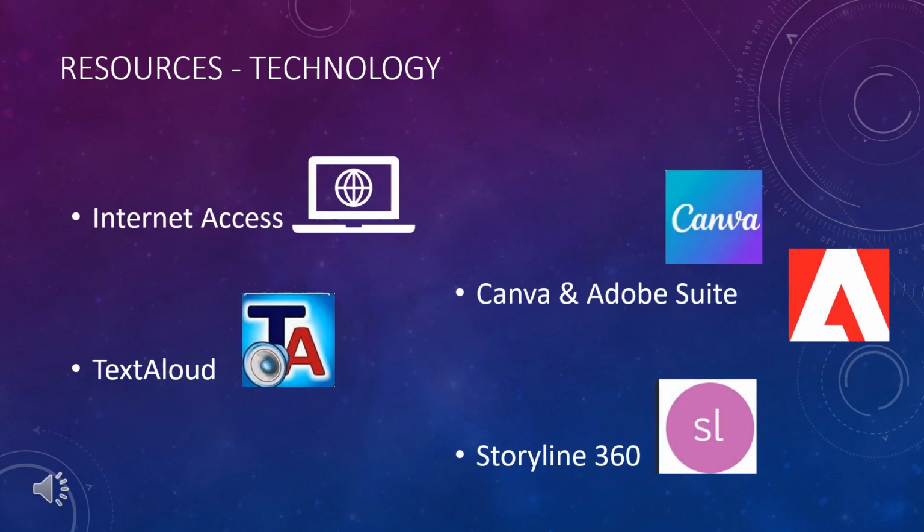Resources I would need to design this product would be internet access, Canva and Adobe Suite, Text Out Loud, and Storyline 360. Internet access is so one may be able to share the e-learning more effectively. Canva and Adobe Suite will be used to create the job aid. Text Out Loud will help with the talking and the narration of the training product. And Storyline 360 would be the software to use to design the actual product.